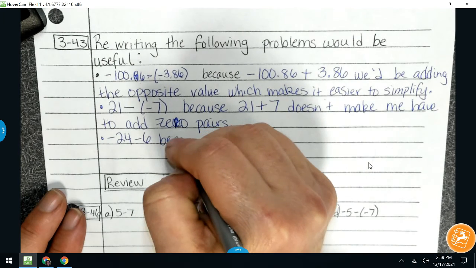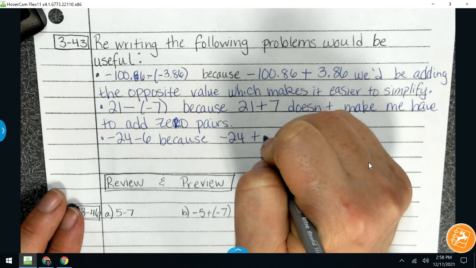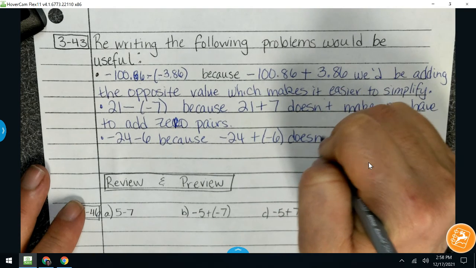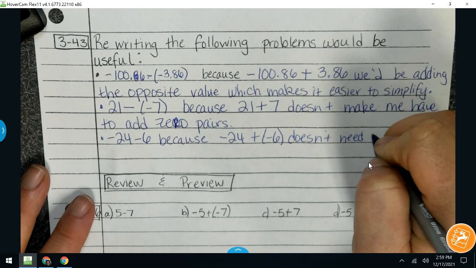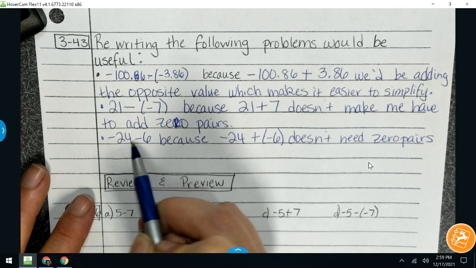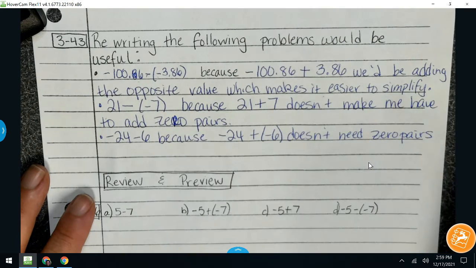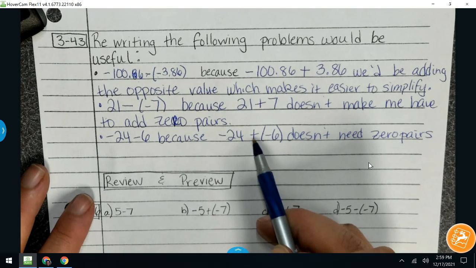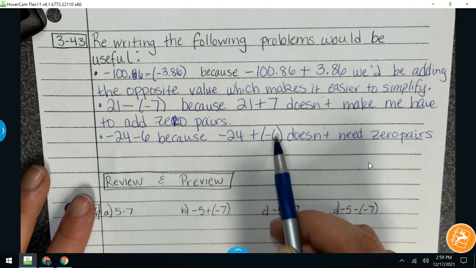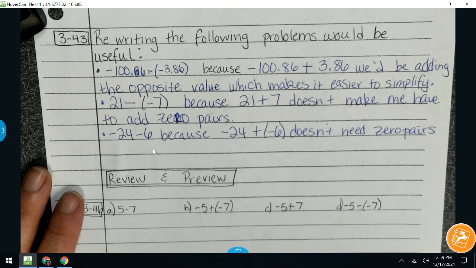because negative 24 plus negative 6 doesn't mean 0 pairs. If I was to do this, I have negative 24 and I need to remove positive 6. I would have to add those 0 pairs back in. With this right here, if I have negative 24 and I'm adding negative 6, that means I have negative 30 tiles. And I can do that really quick. Much quicker than adding 0 pairs to have enough to take away.